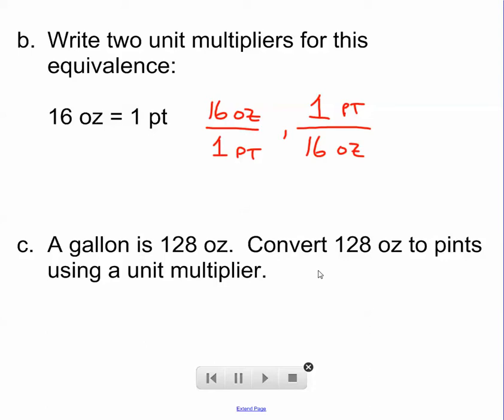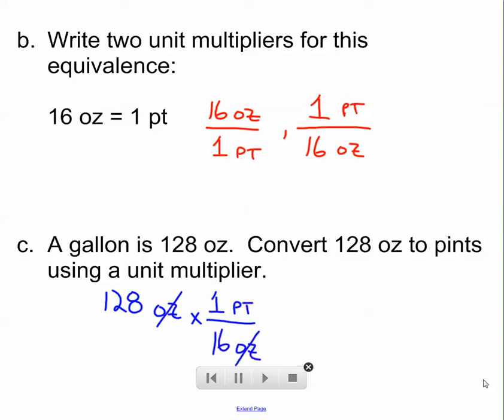We're being asked to convert 128 ounces to pints using a unit multiplier. So here we go. 128 ounces is where we're going to start. We're going to use one of these unit multipliers up here. Which one will get rid of ounces and get us into pints? The second one. So we're going to multiply this by 1 pint for every 16 ounces.